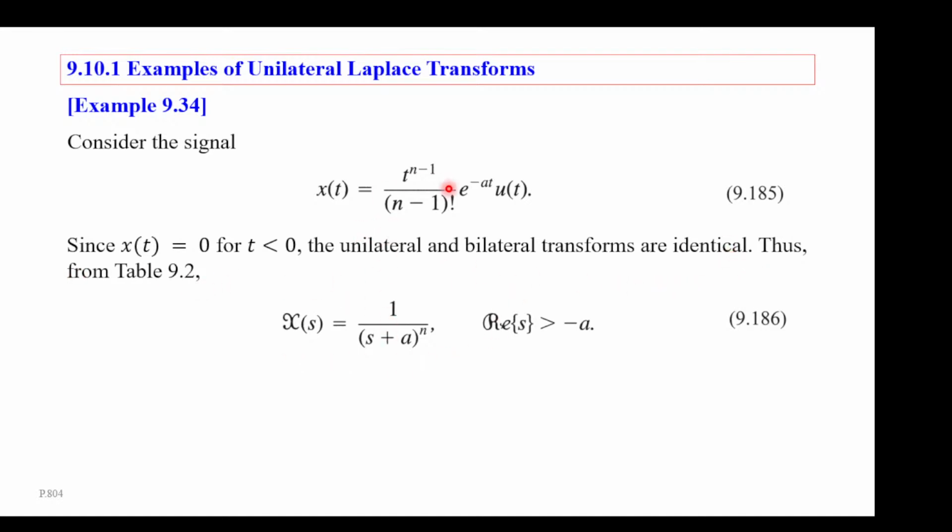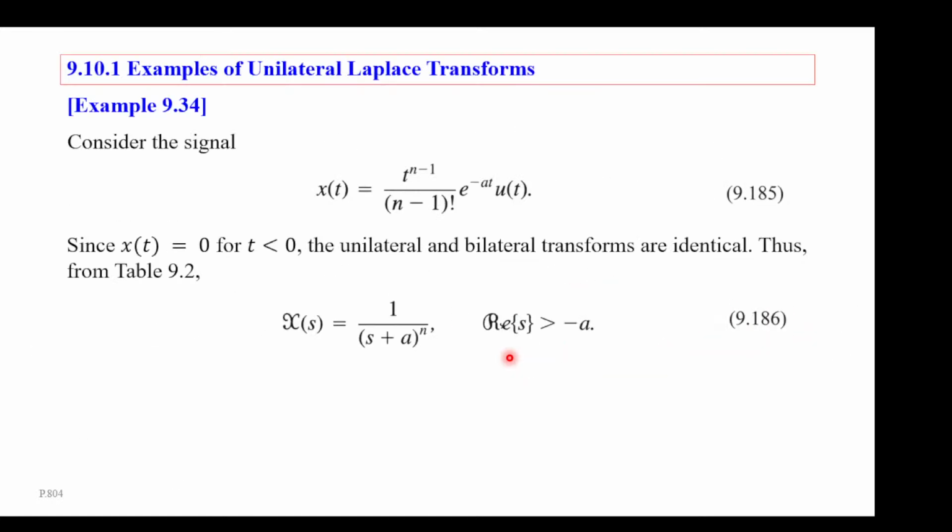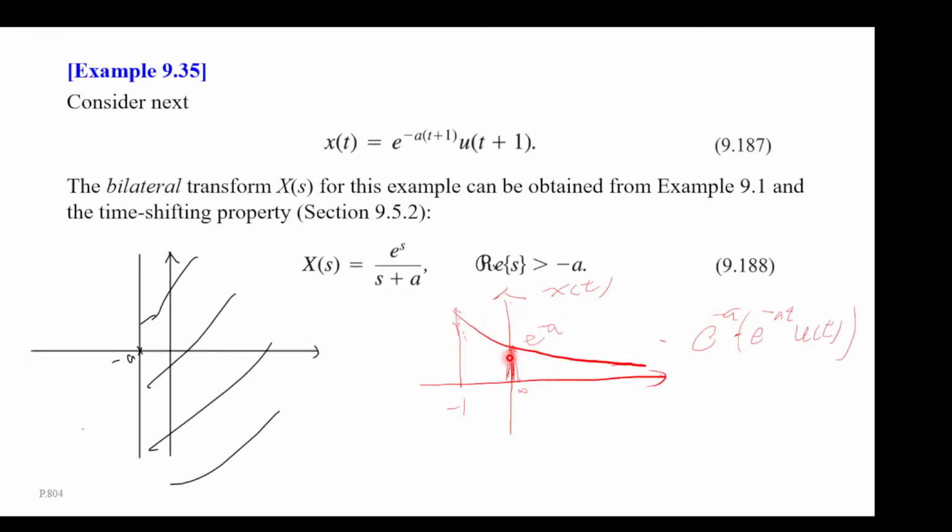So this is the algebraic part, just the same as the bilateral Laplace transform. The algebraic part will be this 1 over (s plus a) to the nth power. And the ROC will be, as we said, the rightmost one because it's a right-sided function. So you pick the right side: the ROC is the real part of s greater than minus a. Okay, so this is an easy example of the unilateral Laplace transform.